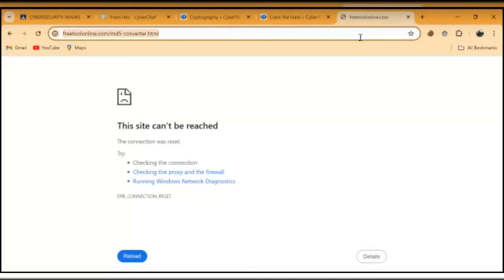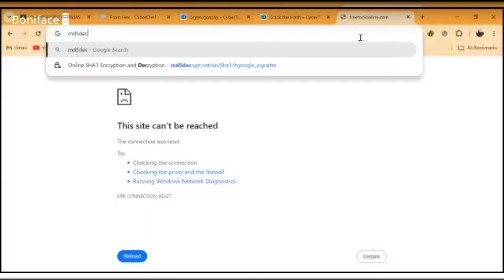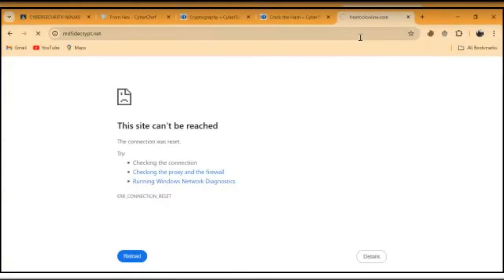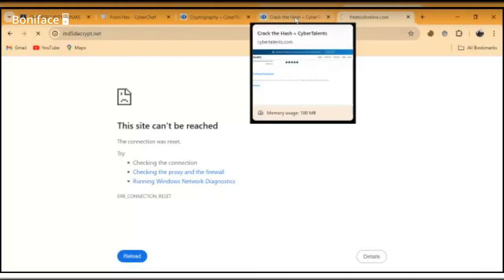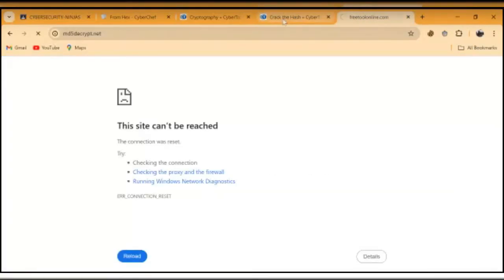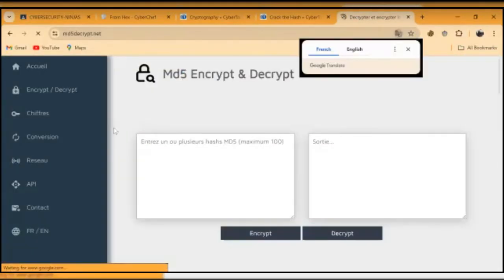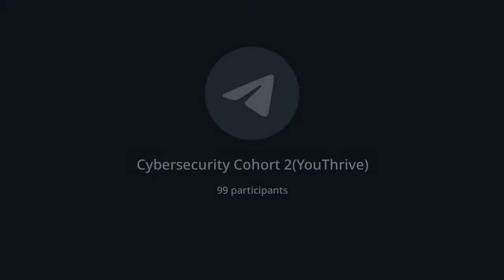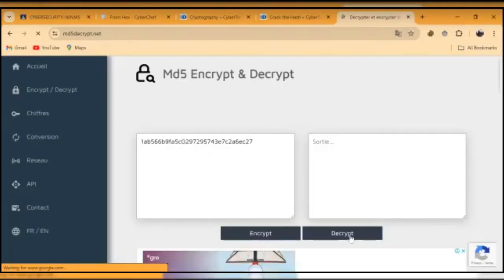Okay, you already dropped the sites that you used. MD5 decrypt.net. So let's check that out. If it takes time to load, I'll have to just move straight to the next one. Okay, it has loaded. So let's come here, we put the stuff, then we decrypt it.